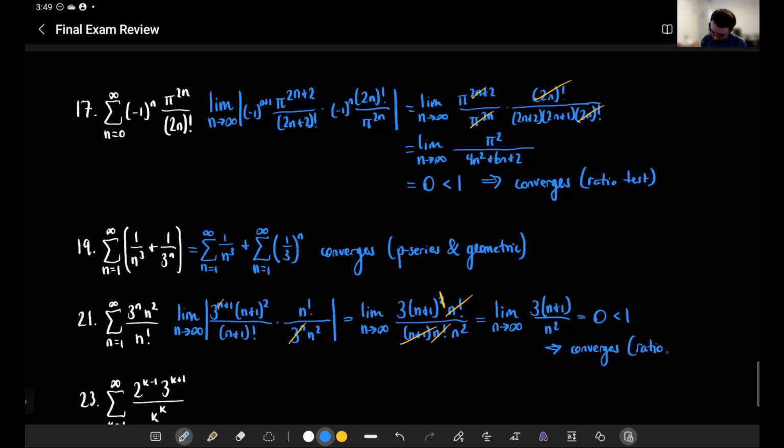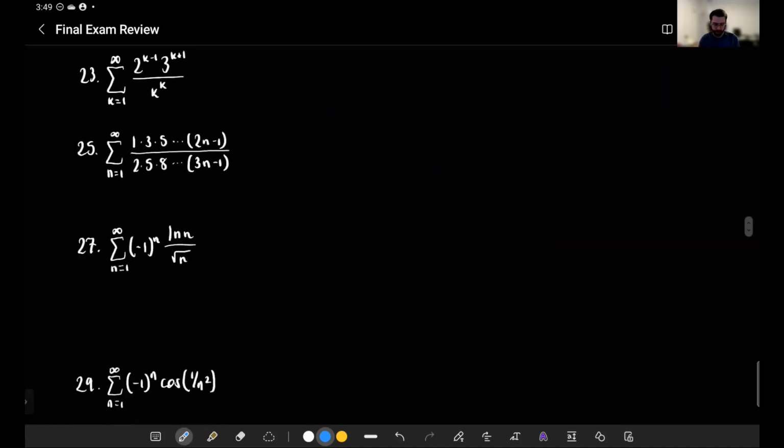Again, the ratio test being used. And as long as your limit isn't 1, you get some nice conclusion. In this case, convergence, or absolute convergence, if you want to write that. Okay, next set.